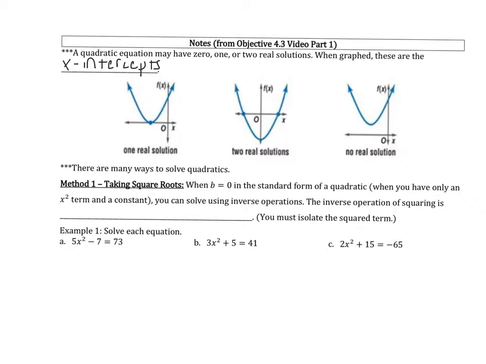There are many ways to solve quadratics. The first method we're going to talk about is taking square roots. This is pretty similar to your traditional method of solving linear equations, in which you just try to get x by itself. This is when you do not have an x term. You just have an x squared term and a constant. You can solve using inverse operations, and the inverse operation of squaring is square rooting.